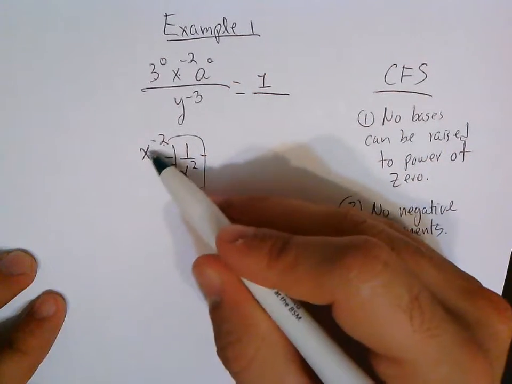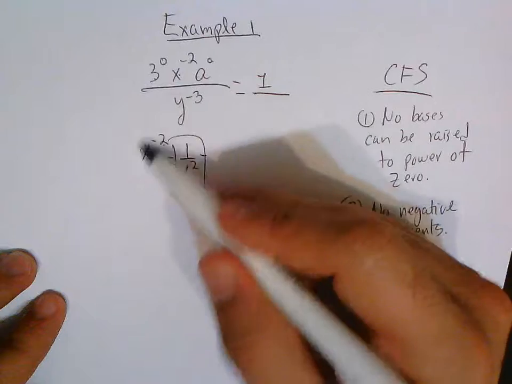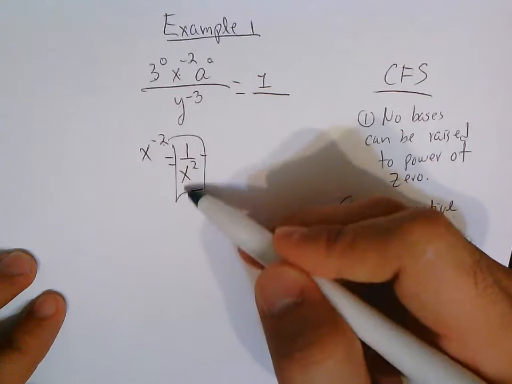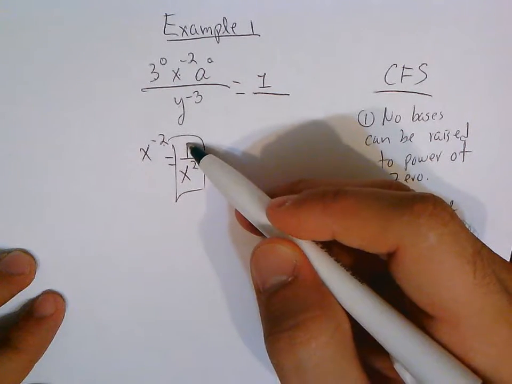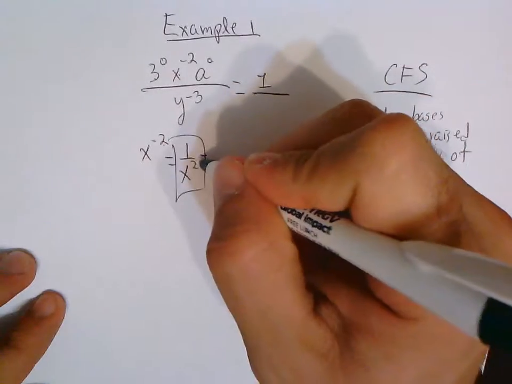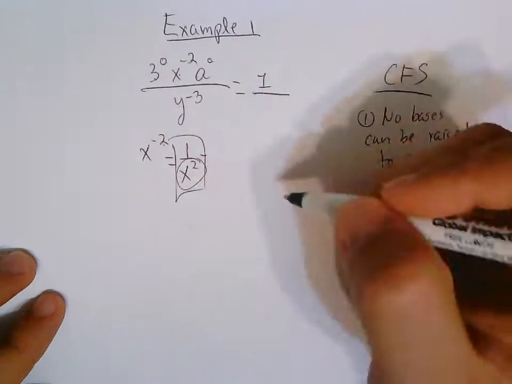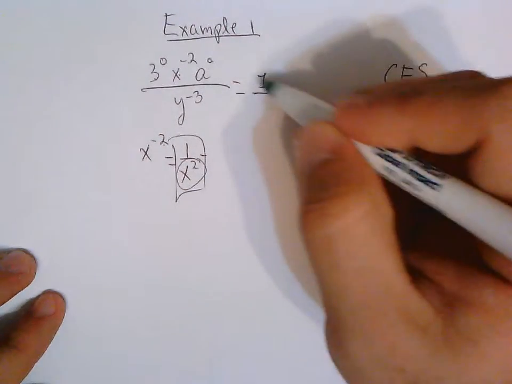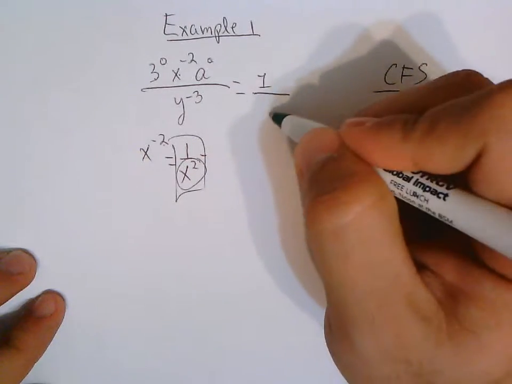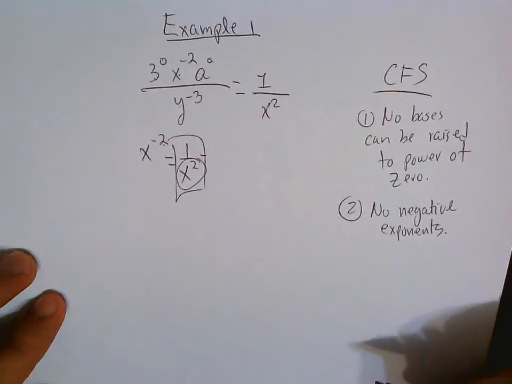If you notice, I isolated this term and then I found the reciprocal. So notice how the x to the power of 2 is on the denominator. So that means that in my new expression, x to the power of 2 will be on the denominator.